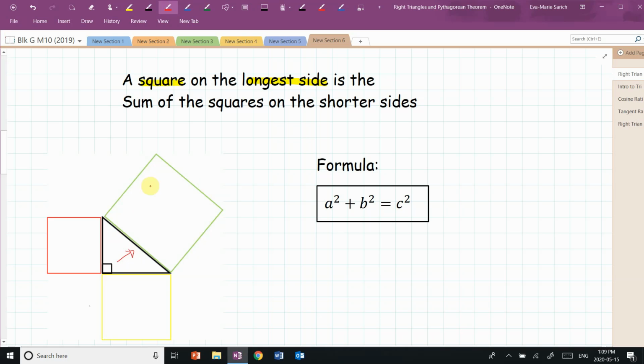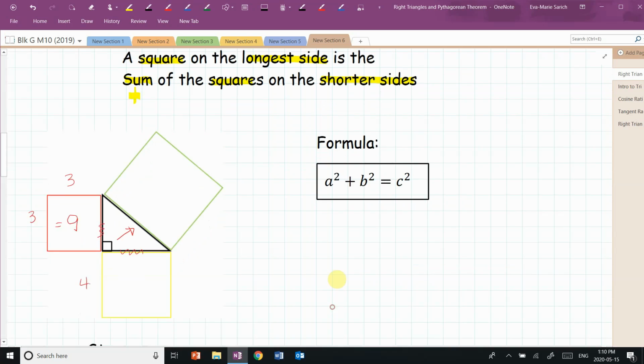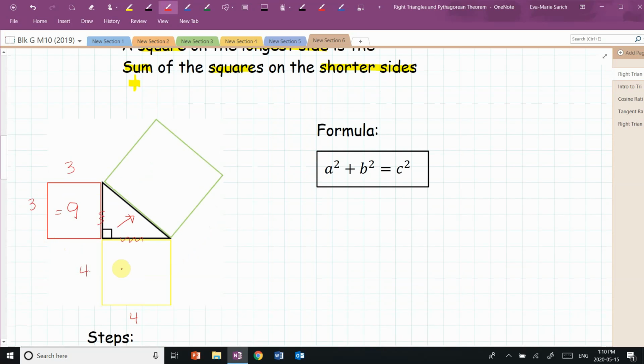So we have a square on our longer side. The square on the longer side is the sum, and remember, sum again means to add, right? It is the sum of the squares on the shorter sides. So these two are the shorter sides. So if this was, say, a 3 by 3 square, that means it would have a size equal to 9. If this was a 4 by 4 square, it would have a size of 16. 3 times 3 gives you 9, and 4 times 4 gives you 16.